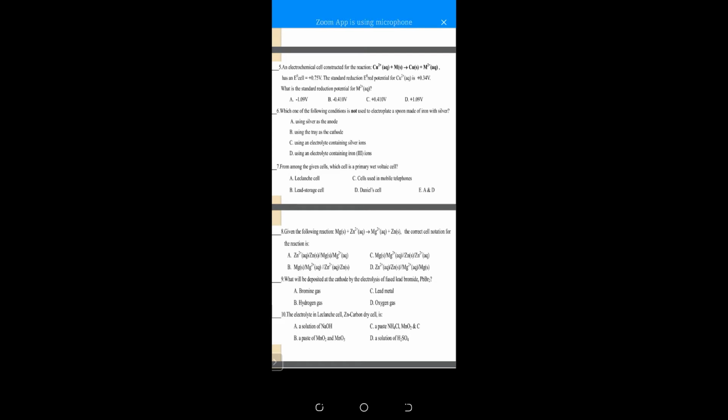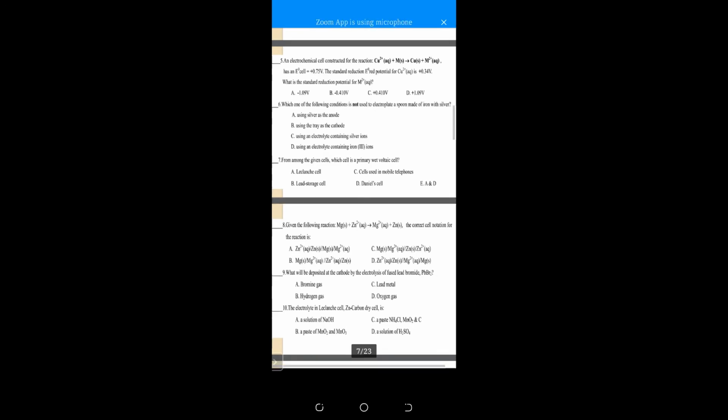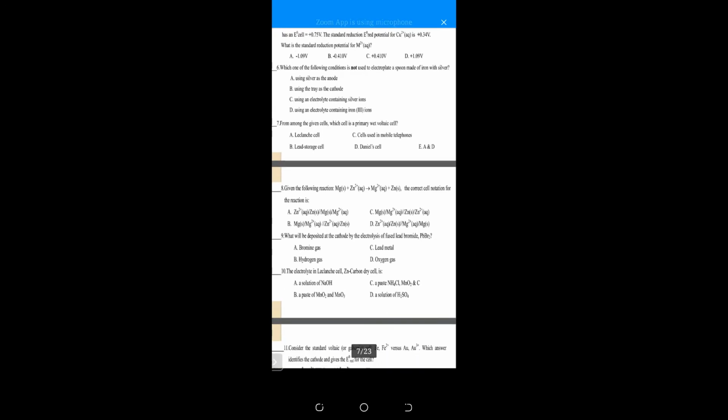Using silver as anode, it is correct. Using the tray or spoon, the material acts as cathode, yes. C. Using an electrolyte containing silver ions, yes it is. D is the answer. It is not the correct setup. Using an electrolyte containing iron 3 ion doesn't help you to plate this spoon using silver.